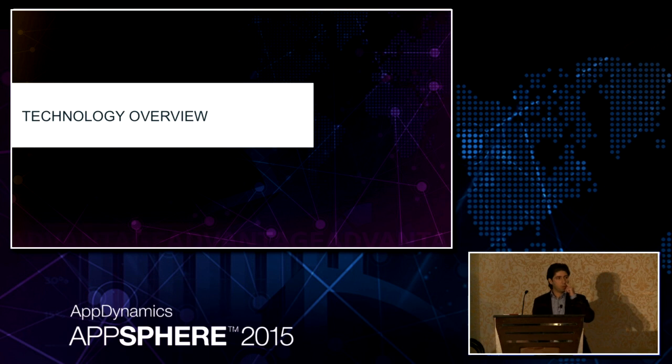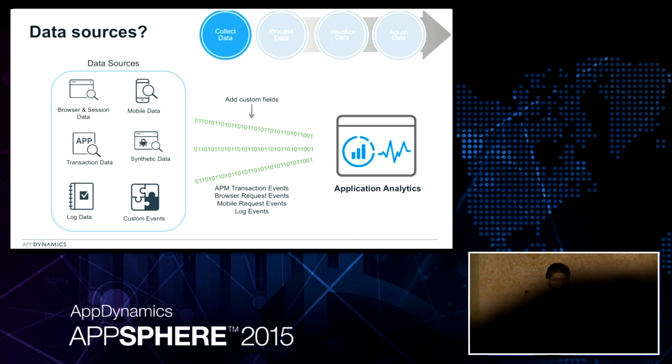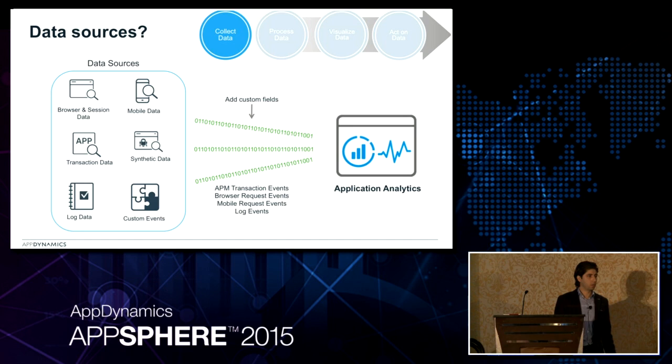Okay, so now I want to walk you through some architectural slides and show you what's going on under the hood. What kind of data are we collecting in application analytics? We are collecting browser data, mobile data, transaction data, synthetic data, log data, and custom events data. And all that data goes to our platform.